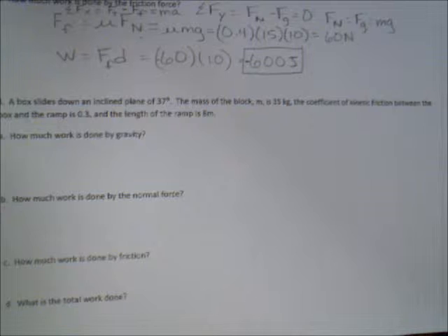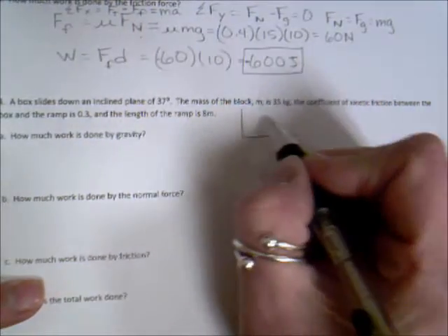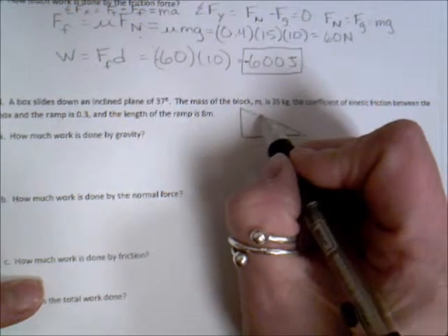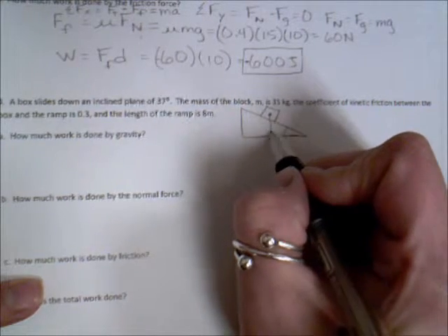Now we look at number 4. A box slides down an inclined plane of 37 degrees. The mass of the block is 35 kilograms. The coefficient of kinetic friction between the box and the ramp is 0.3, and the length of the ramp is 8 meters. How much work is done by gravity? So I can draw a quick picture here. There is no push or pull here. It is coming down by gravity only.